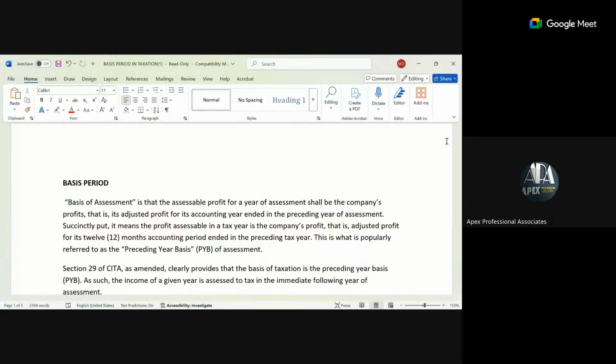That one we said for end income, you are going to be making use of actual year basis. And for on end income, you are going to be making use of preceding year basis. So what is the meaning of this preceding year basis?